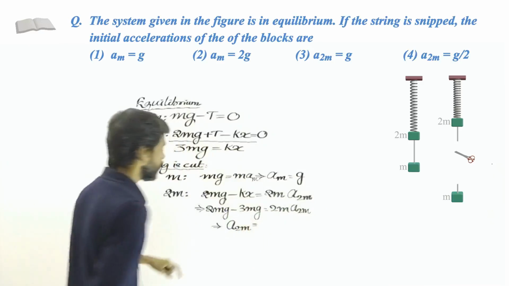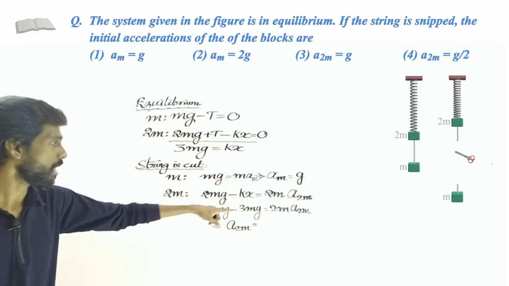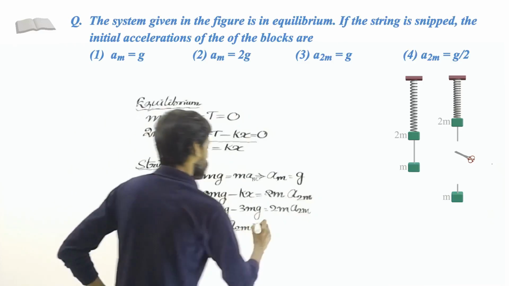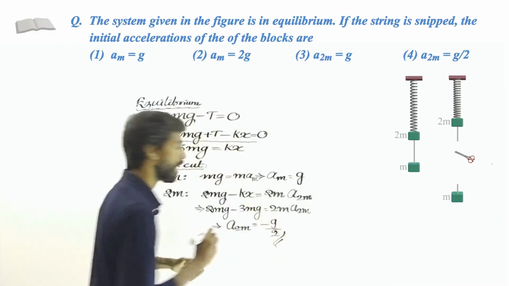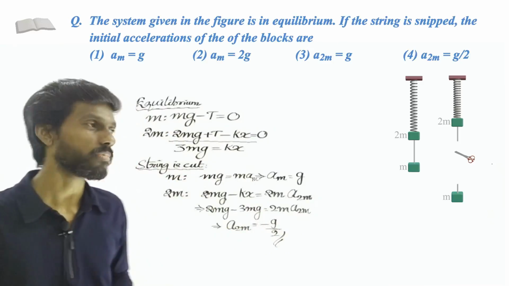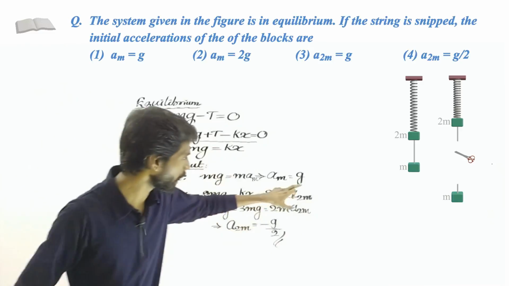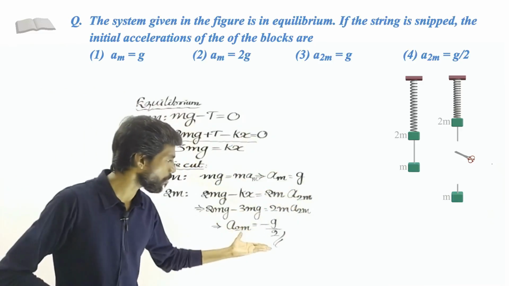So what do we get? 2mg minus 3mg, which means minus mg, divided by 2m, which is minus g divided by 2. That is the acceleration of the upper block, minus g by 2. Minus, because it will move in the upward direction, since we have taken the downward direction as positive, the same as for the other block with g.